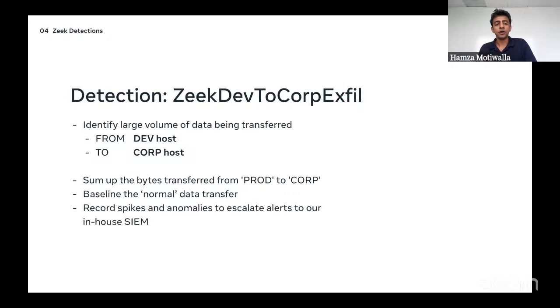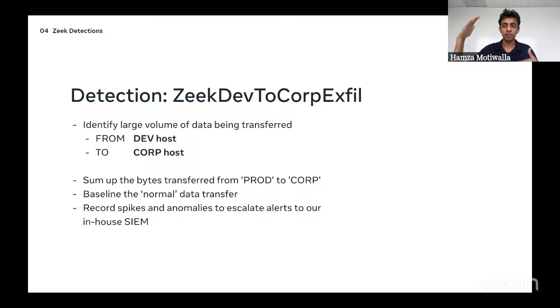All right. So this was one of the first detections we built. This is an example right here where we call it Zeek def to corp exfil. The idea behind this was that all the engineers who have access to the development environment, are they transferring large amounts of data back to their employee laptop? So the gist right there was large volumes of data being transferred from a dev host to a corp host.